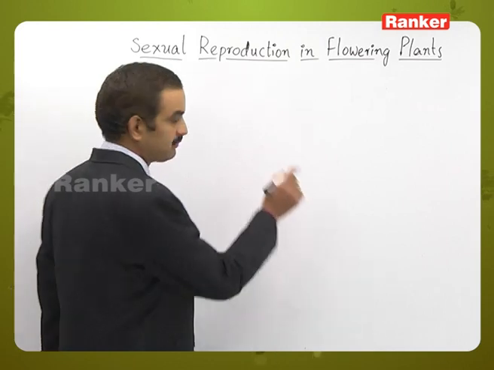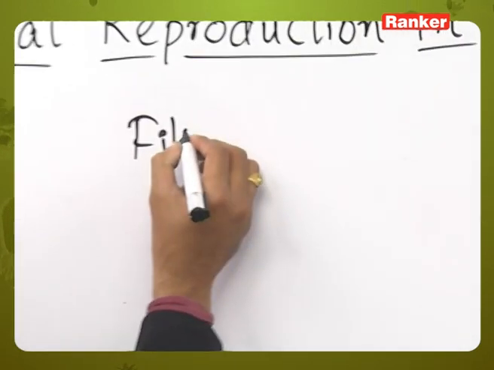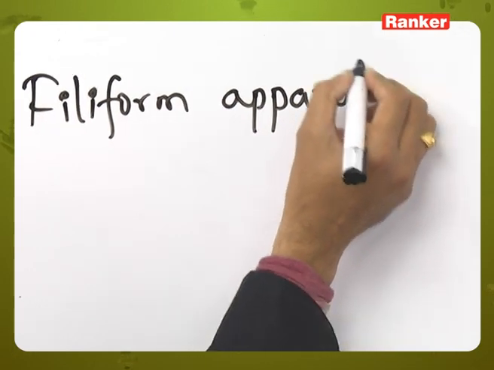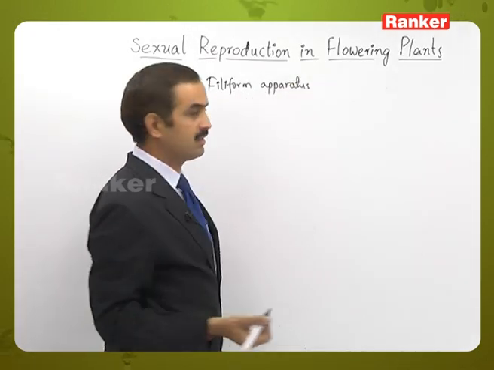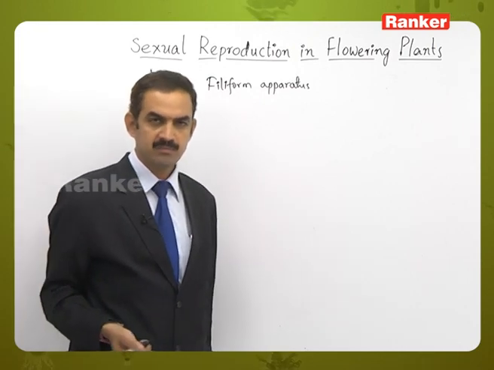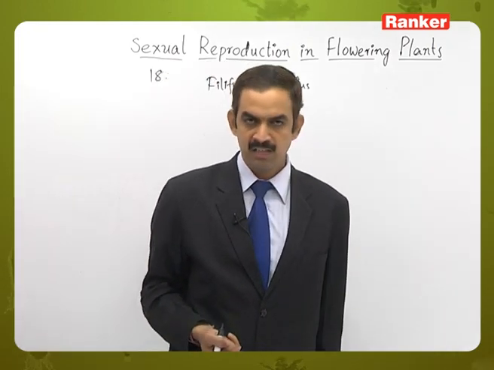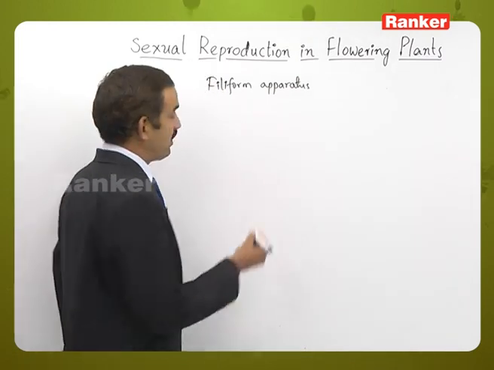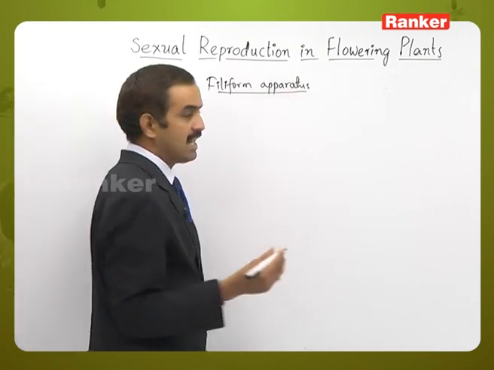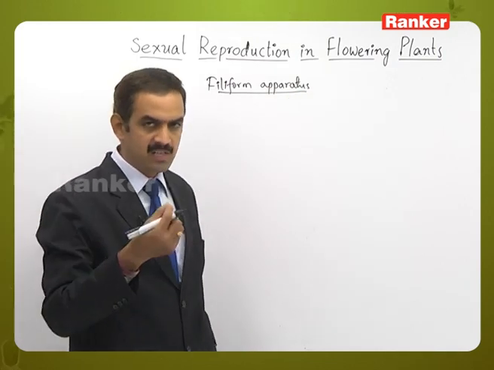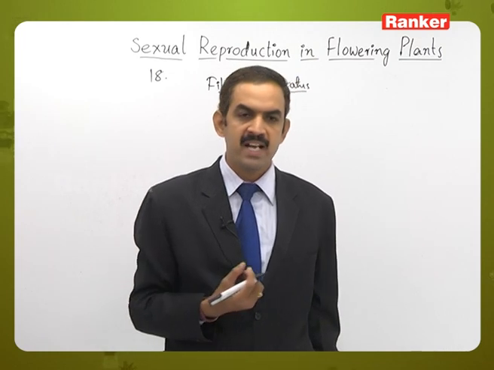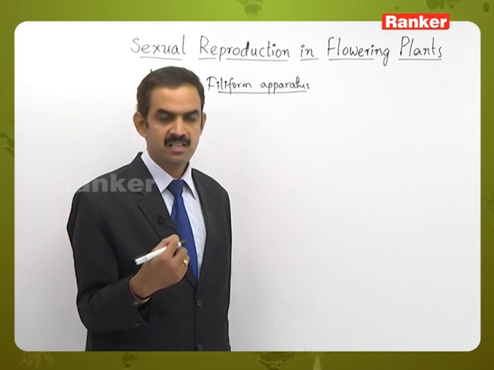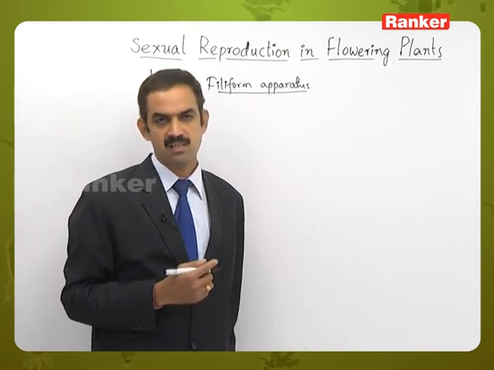So here it is a question related to the filiform apparatus. The filiform apparatus is a finger-like structure that is present in the synergid cell towards the micropylar end. So what does it do? It has two functions. One is that it will secrete a chemical which will direct the pollen tube into the embryo sac, towards the synergid in which the filiform apparatus is present.